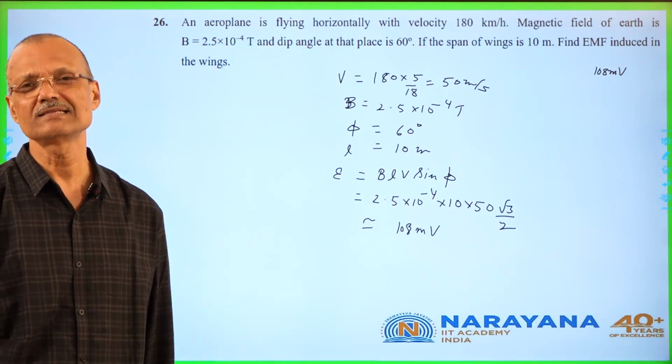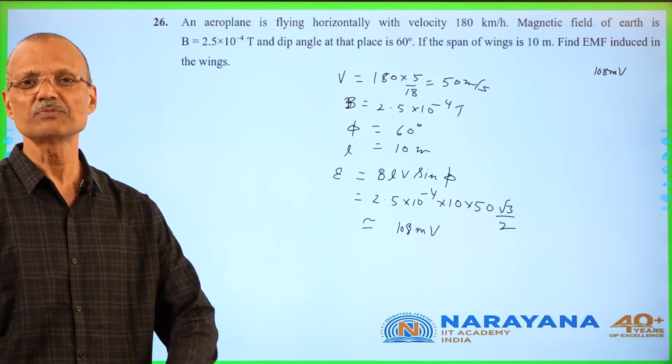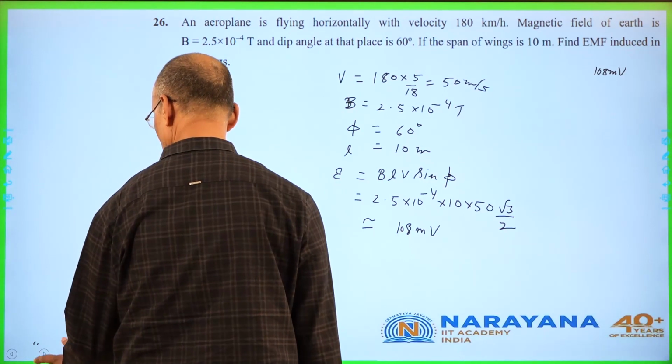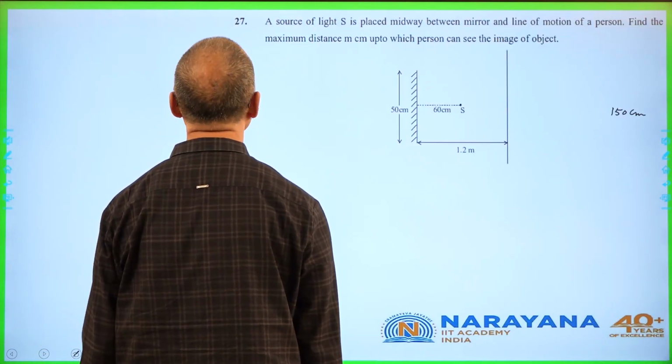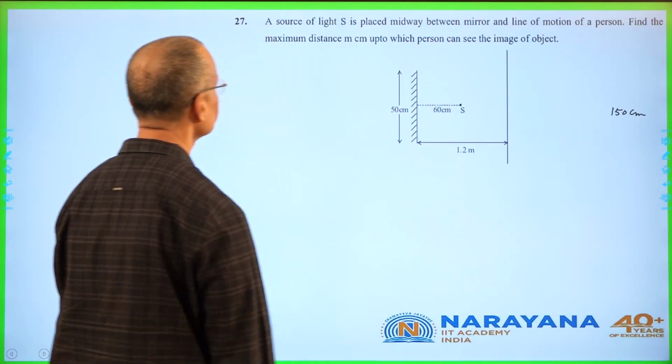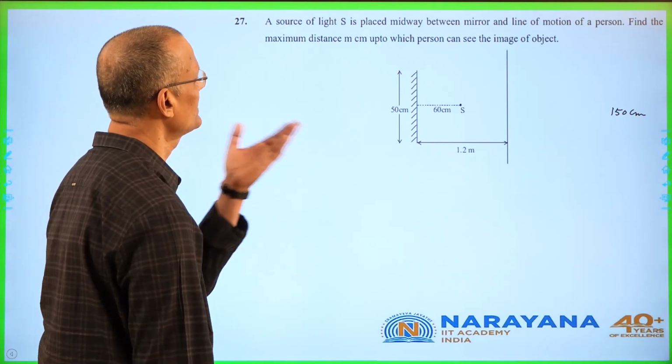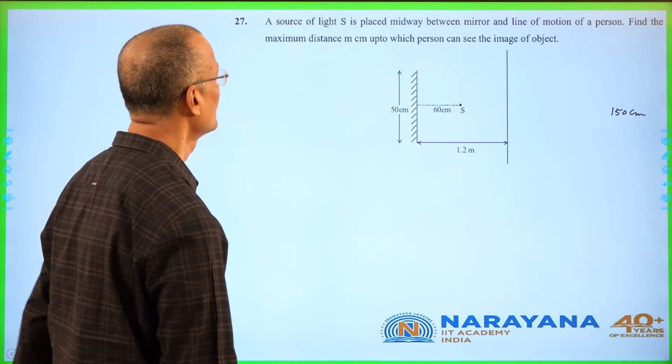I told you that these are memory based questions. Some questions they have repeated. Okay, now let us move now to next question, 27. A source of light is placed between, very famous and popular question it is.